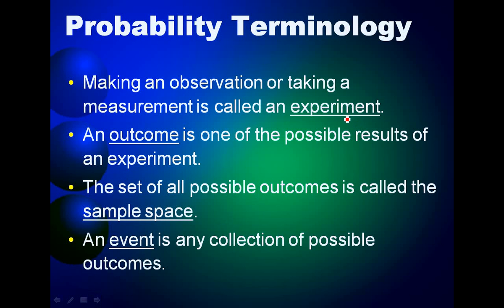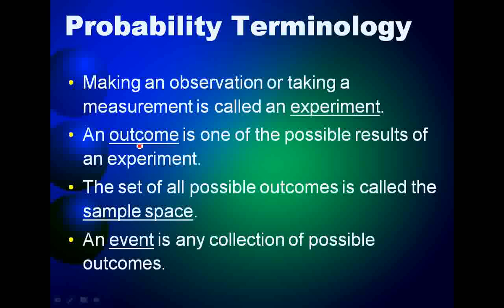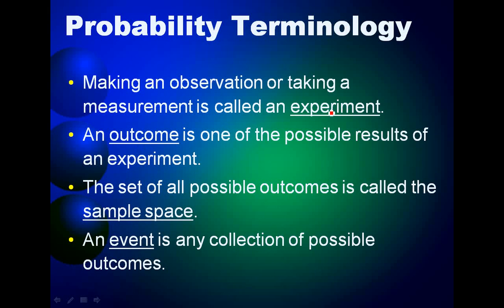So a couple of words that go along with probability. One would be experiment, when you're actually looking and making some sort of observation, just like you're doing an experiment in science lab. Outcome, that is what happens, what could possibly happen when you do the experiment. And sample space is a list of all the possibilities that could happen when you're doing the experiment. And an event is just a collection of those outcomes.